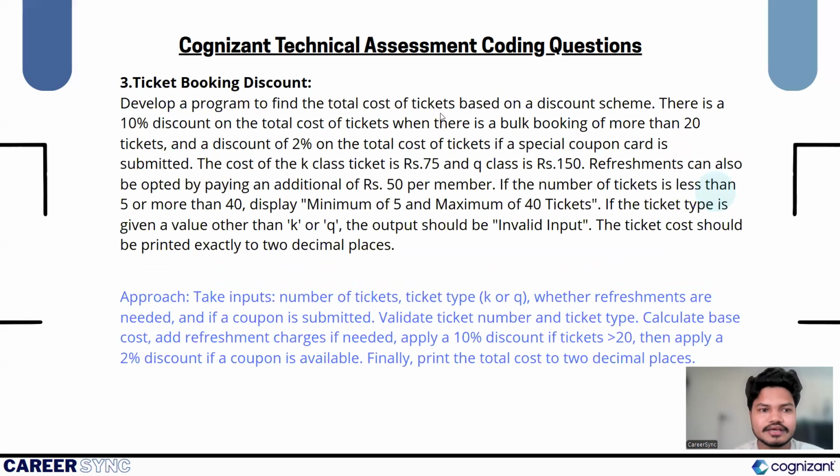So let's move to the next question, ticket booking discount. You can see this question: develop a program to find the total cost of tickets based on a discount scheme. There is a 10% discount on the total cost of tickets, and when there is a bulk booking of more than 20 tickets, a discount of 2%. So you can see the question. Questions will be tough during the assessment and you have to solve it by using your mind.